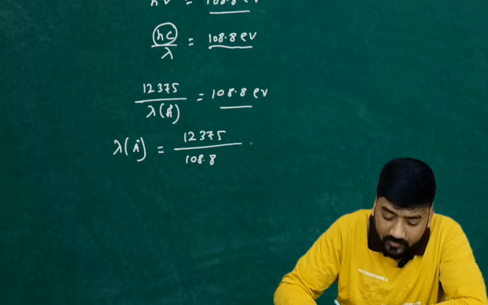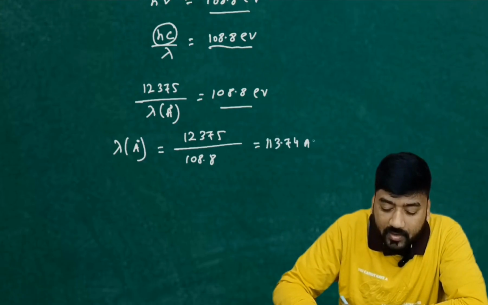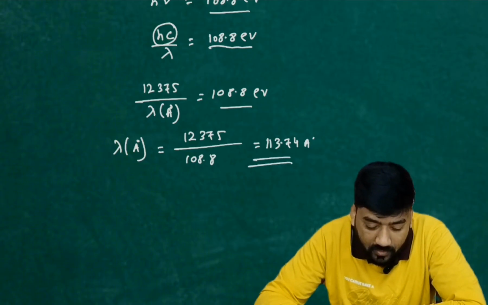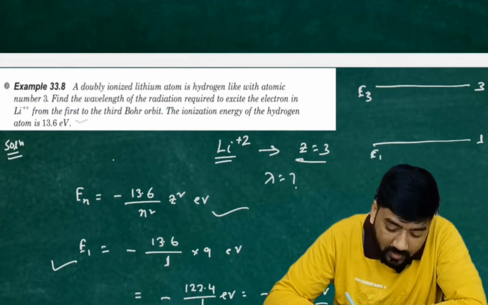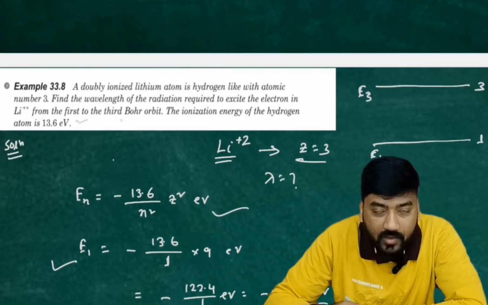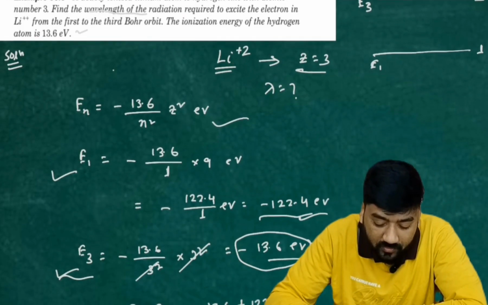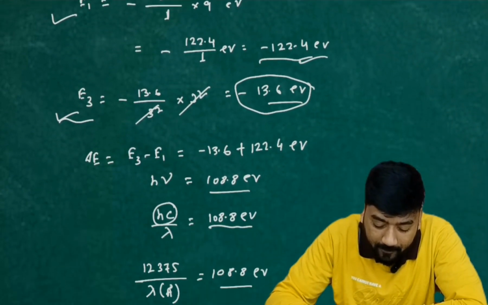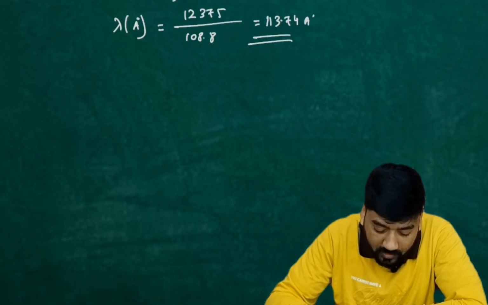So the value of this will be 113.74 angstrom. So this is the lambda. So this is the result which was asked in the question. Okay, so find out the lambda for the radiation. So this is how you can solve these kinds of problems easily. Okay, now we'll solve one more problem.